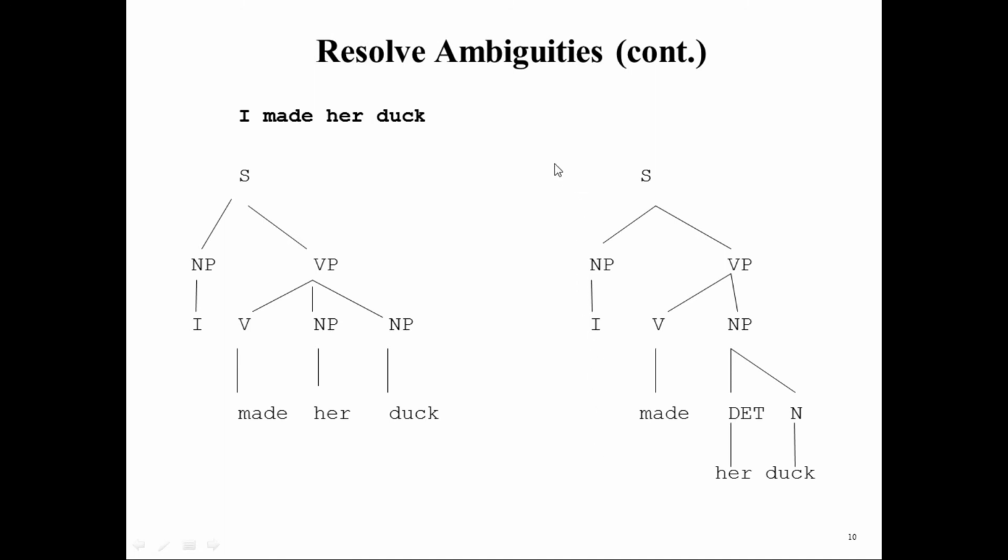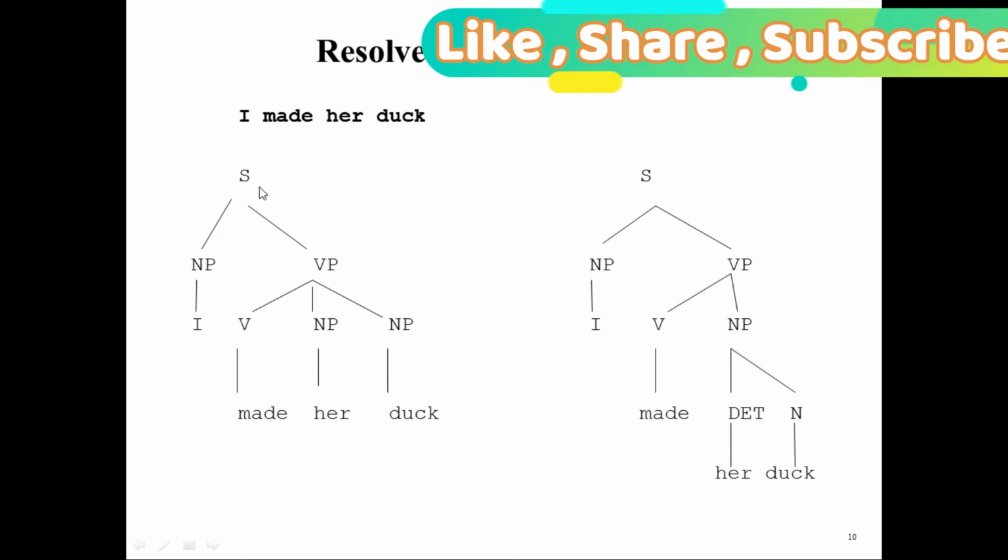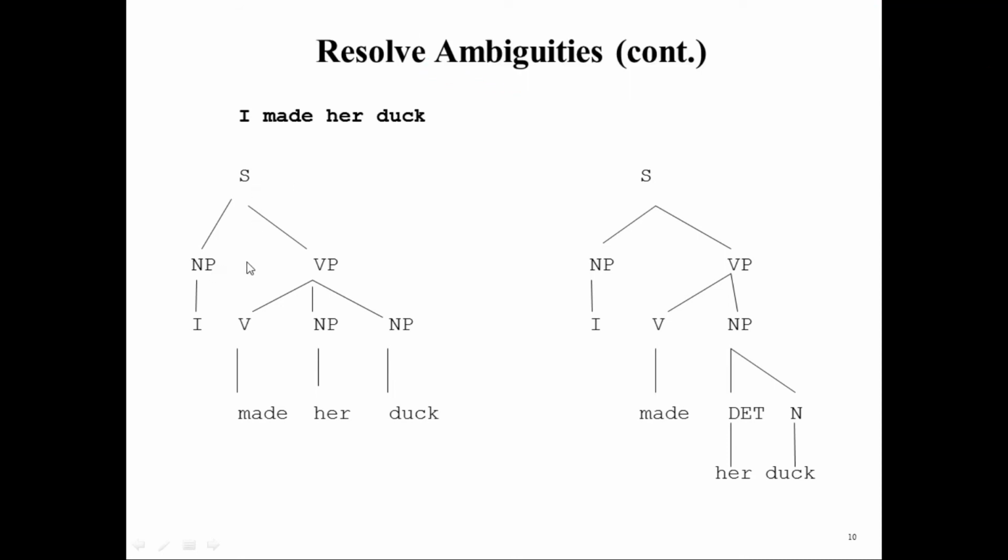So we can resolve ambiguities by making this kind of tree. This is subject, noun, pronoun, verb. Here S stands for sentence, NP stands for noun phrase, VP stands for verb phrase, and similarly AP for adjective phrase. By using this we can construct the parse tree, and with the help of this parse tree we can resolve this sentence. Like I is a noun phrase, and in the verb phrase there is a verb, that is made, and in the NP there is a determiner, that is her, and N is duck. So by the parse tree we can resolve this sentence and then represent it with the help of NLP.